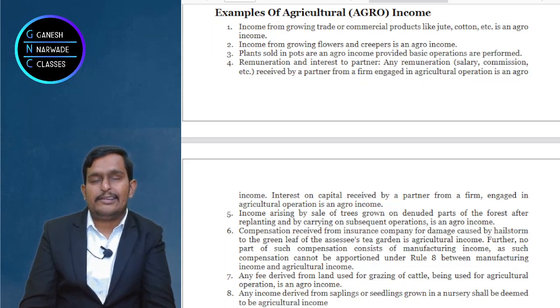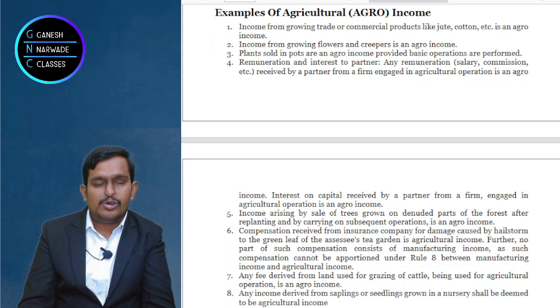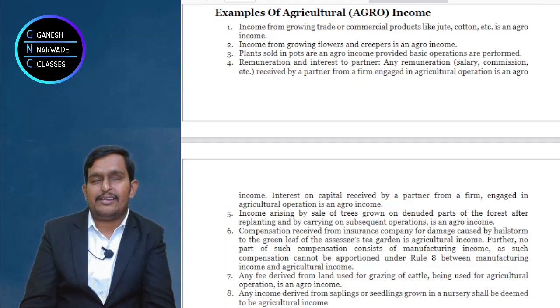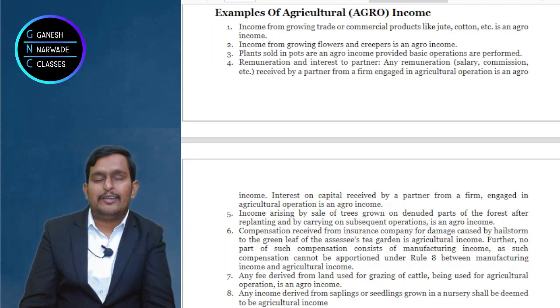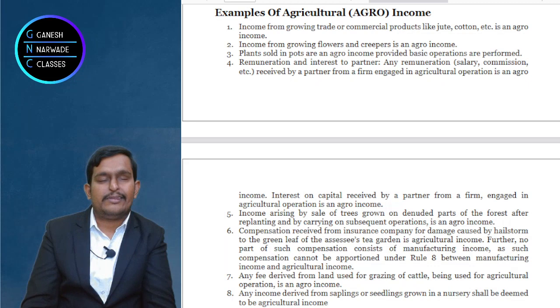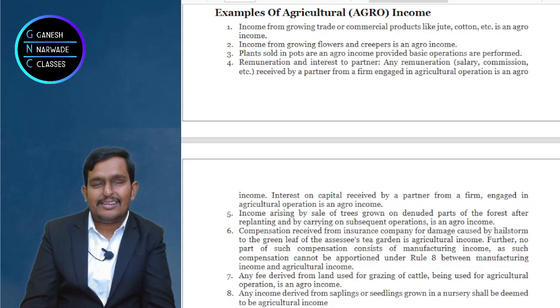If you are growing trees in the forest which are denuded and earning income out of it, or you are claiming insurance compensation because of the loss of the tea garden because of the hailstorm, the green leaves are destroyed, then it is agriculture income. But if it is also loss of manufacturing activity, then such insurance compensation is non-agricultural. That also we should understand, right?